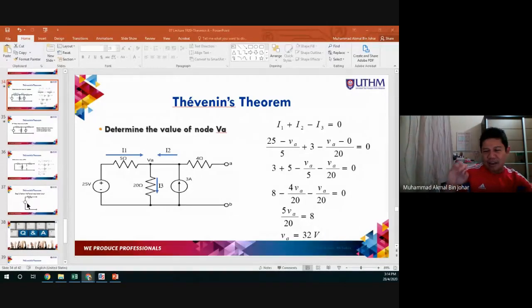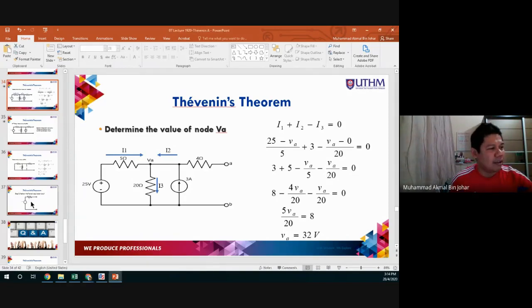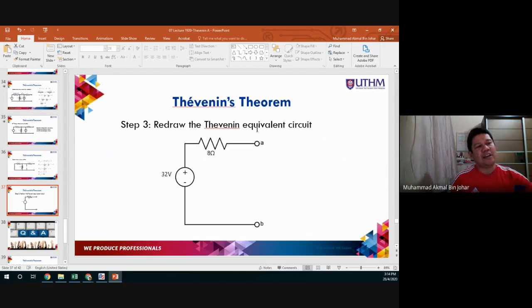Jadi sebab bila dalam Thevenin equivalent circuit, you akan hanya kira V Thevenin and also R Thevenin, and these two value akan represent the whole litar. That's why dipanggil Thevenin equivalent circuit. Okay, soalan. Lagi soalan.